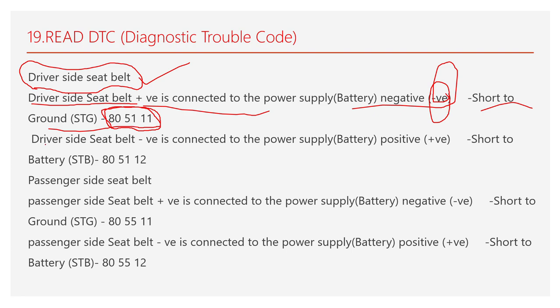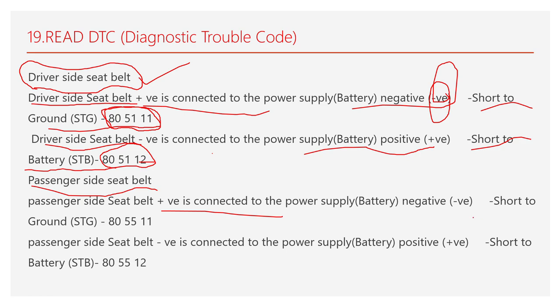Okay, in this seat belt negative, I'm connecting to the power supply battery positive. So what do I get? Short to battery. This is the DTC I received. In this type of scenario, see here, the passenger seat I've taken again. The positive of the passenger seat belt, and I'm taking the battery negative, then what will happen? Short to ground. This is the DTC I'm getting.